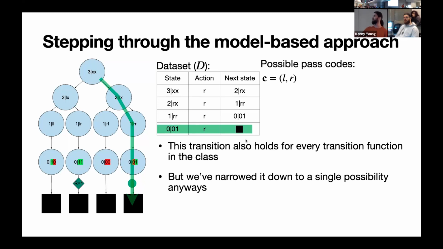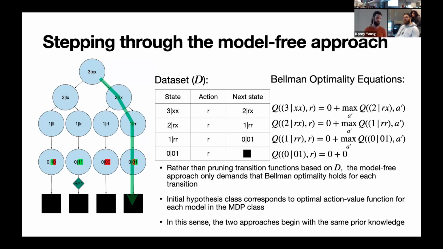And yeah, again, this last transition also holds for every transition function in the class, because it always terminates after the step with index 0. I mentioned the black box means the terminal state. So that's not telling us any additional information, but we've already narrowed it down to one possible passcode anyway. So there's no more information it can tell us.